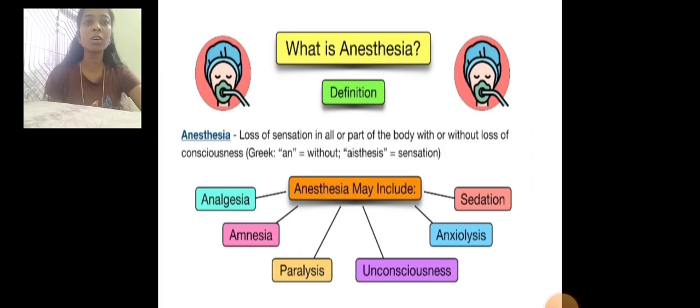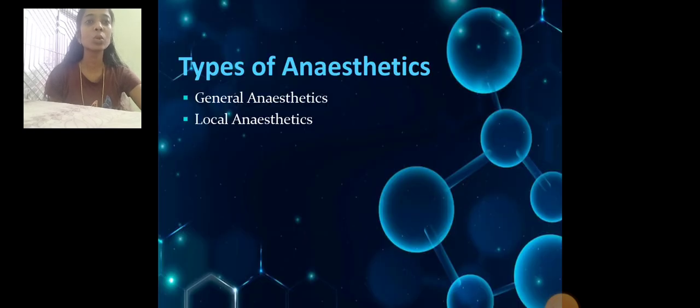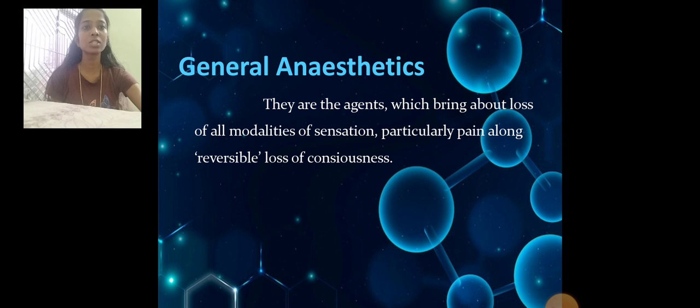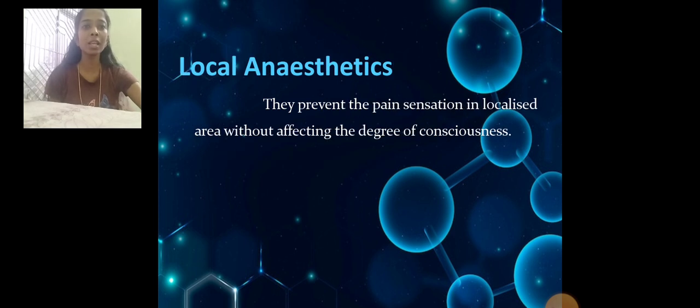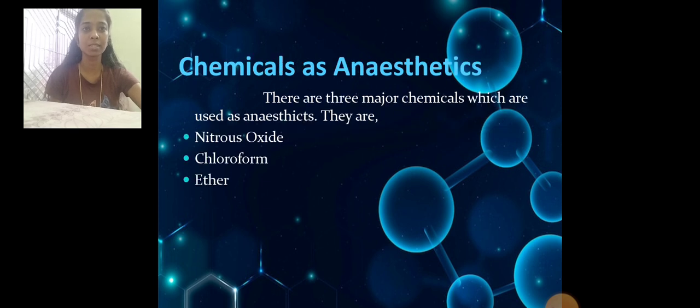You are all familiar with the term anesthesia. Anesthesia means loss of sensation, and there are two types: general anesthetics and local anesthetics. General anesthetics are the agents which bring about the loss of all modalities of sensation, whereas local anesthetics prevent pain sensations in a localized area without affecting the degree of consciousness.